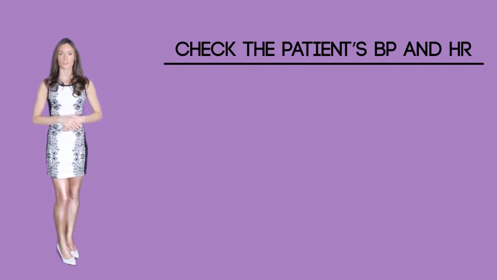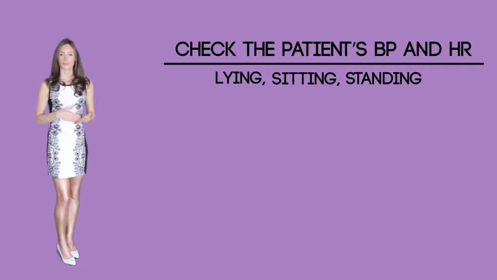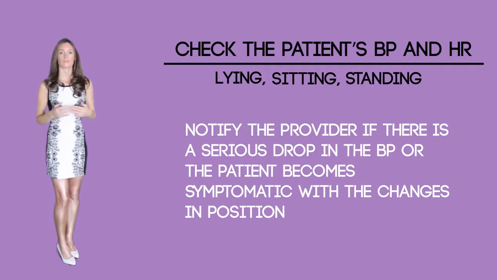For this procedure, you will usually check the patient's blood pressure and heart rate lying, sitting, and then standing. Then document and report any changes and notify the provider if there is a serious drop in the blood pressure or if the patient becomes symptomatic with the changes in position. You may have to hold a drug for blood pressure drops below 100 systolic. Be sure to check if there are any ordered parameters as well.